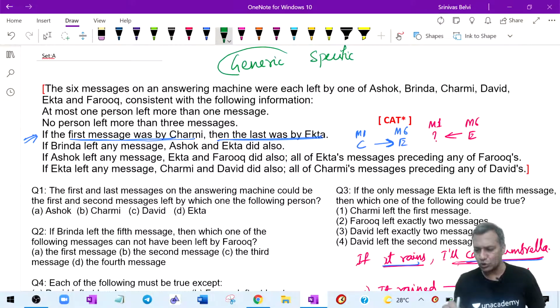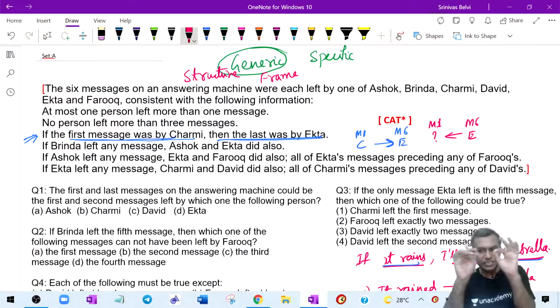A lot of people ignore generic statements. They think generic statements have nothing much to do when a puzzle is presented. Generic statements give the framework. In the sense, they give the structure. All generic statements in any puzzle give you a framework or a structure.